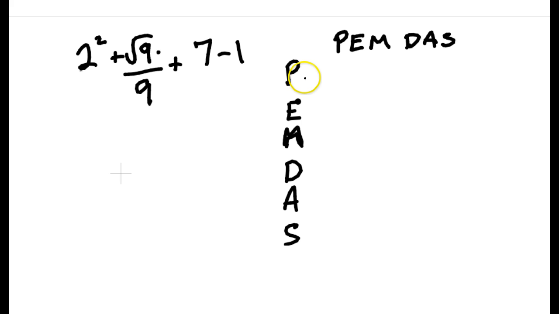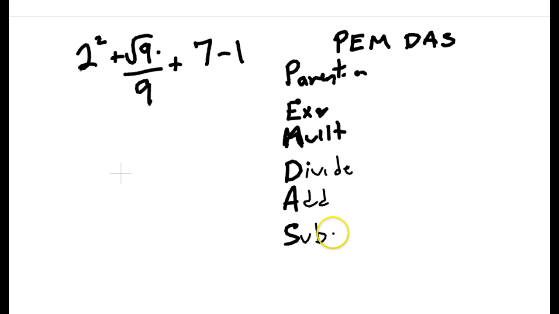But that stood for parentheses, right? Parentheses, and then exponents, and then multiply, and then divide, and then add. We know this. Where are radicals? Where are square roots in all this?